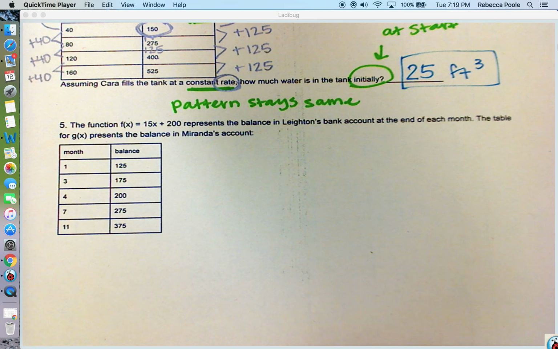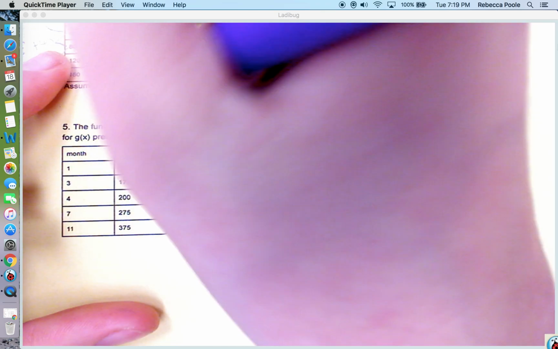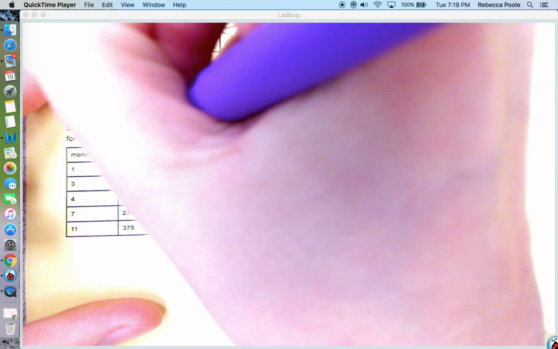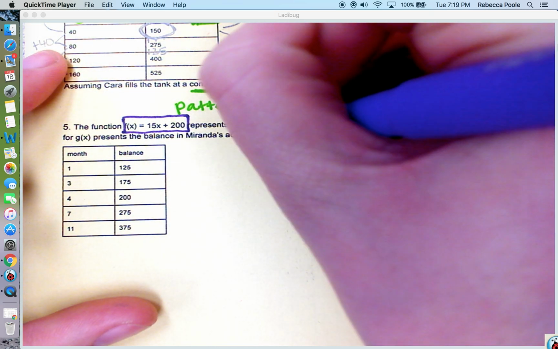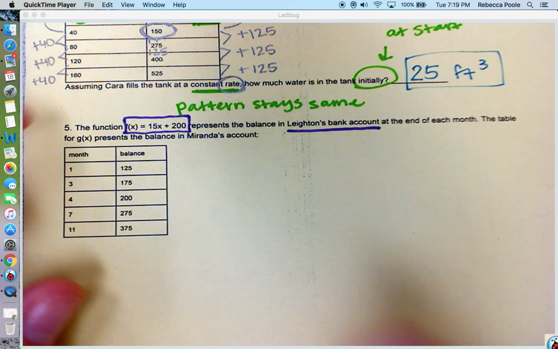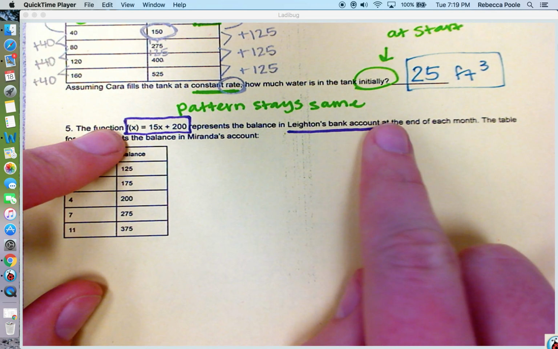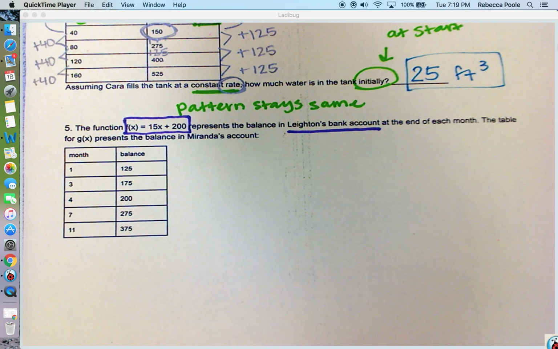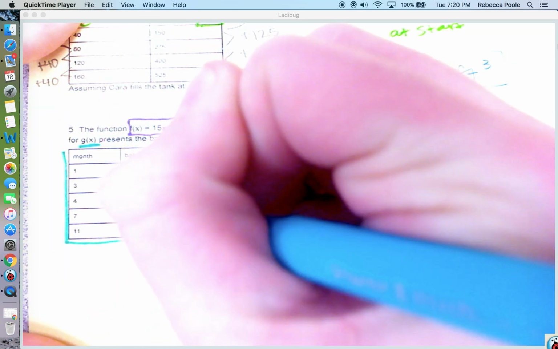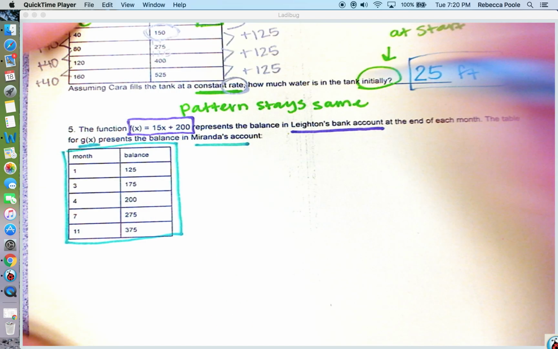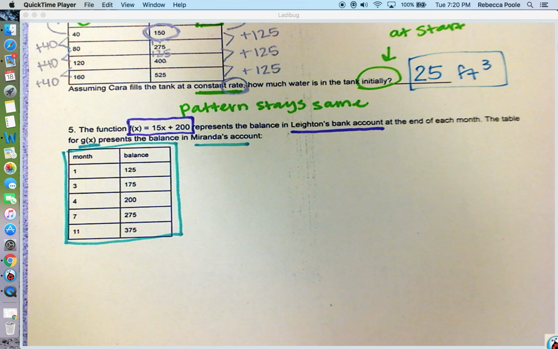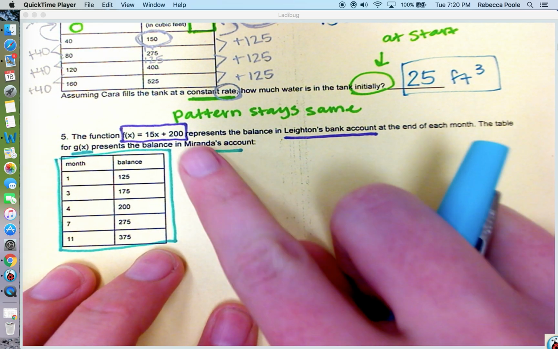So the function, ooh, okay, these are good ones. I love ones like this because it really makes sure that you're reading the problem. F of x is Leighton's bank account. So f of x, this equation, is Leighton's bank account. Then it says the table, so this table right here, g of x, this blue table, is Miranda's, okay? So we're looking at 2 different people's bank accounts, Leighton's and Miranda's.